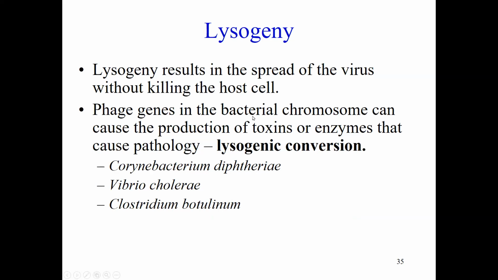Some phage genes have been inserted in the bacterial chromosome. We see that in Corynebacterium diphtheriae, Vibrio cholerae, and Clostridium botulinum. All of these have potentially undergone a phage gene that gives them more virulence factors and makes them more pathogenic to their host.